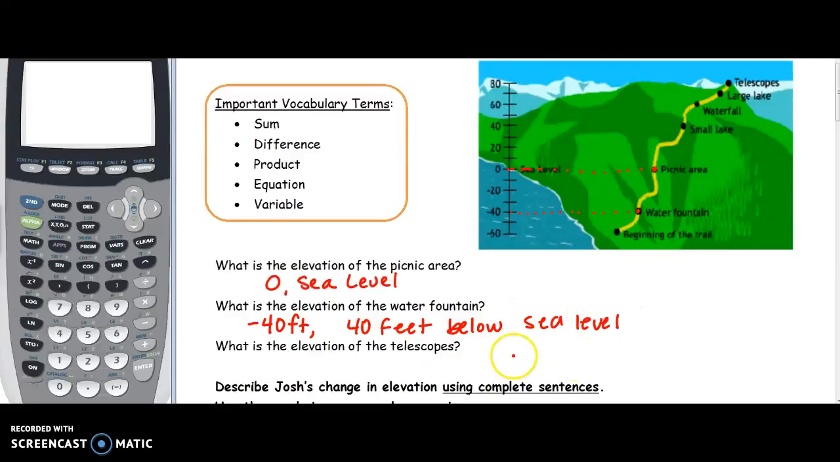Okay, and this is the way I would like to see it, 40 feet below sea level, meaning it's negative. And then the last one is the telescopes are all the way up here, and those are at 80. So it'd be 80 feet, or 80 feet above sea level.